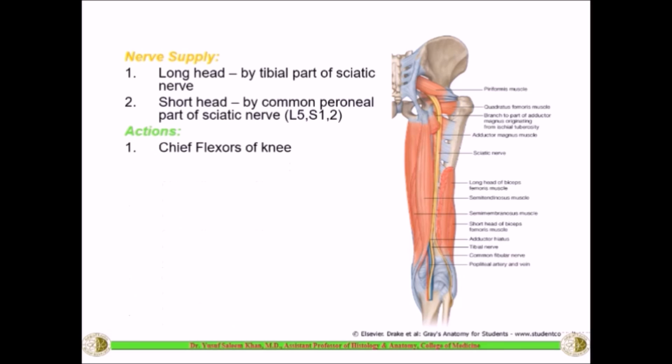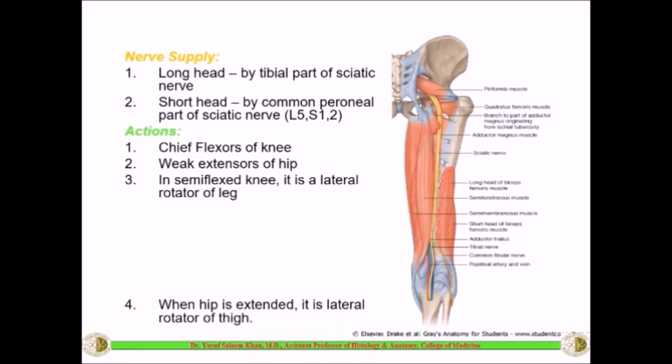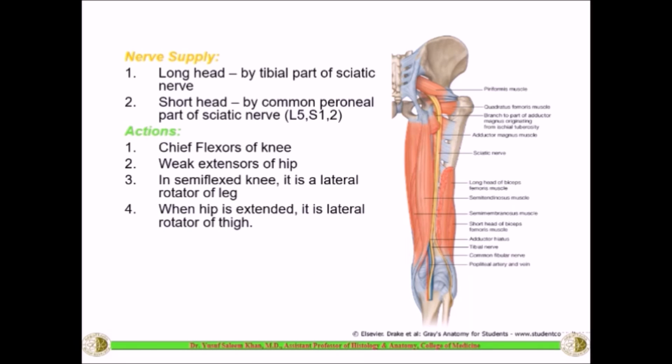Coming to the actions, just like the other muscles, this muscle also acts as the chief flexor of the knee. Apart from that, it also acts as a weak extensor of the hip. And apart from these two main actions, in case of a semi-flexed knee, because it is present on the lateral side, it is a lateral rotator of the leg. And when the hip is extended, it also acts as a lateral rotator of the thigh. So these are some of the actions of the biceps femoris, which has two heads, the long head as well as the short head.